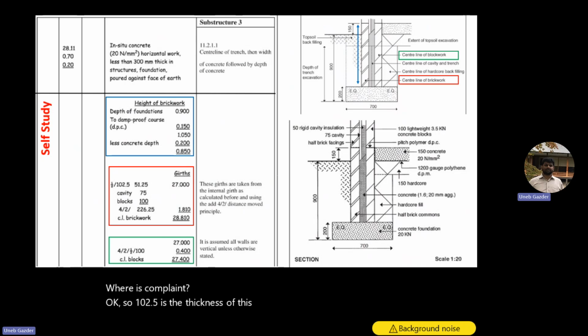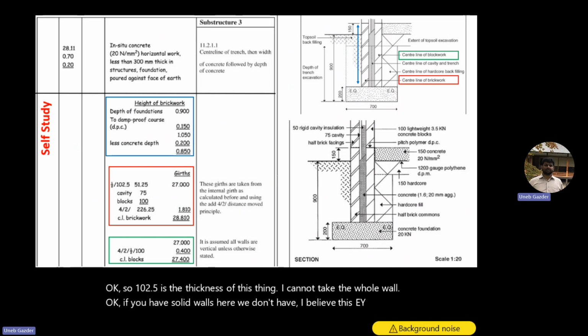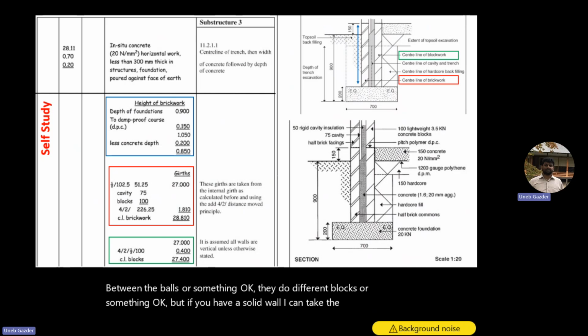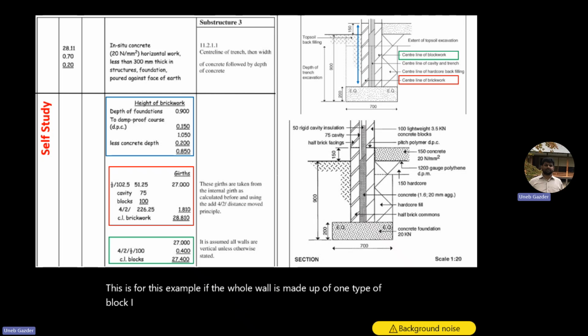I cannot take the whole wall. If you have solid walls, here we don't have, I believe, is EVA requirements or something. We always have a cavity between the walls. They use different blocks or something. But if you have a solid wall, I can take the full thickness. In this case, I'm not taking the full thickness because the whole wall is not made up of one material. Are you getting the point? This is for this example. If the whole wall is made up of one type of block, I will take the whole as one unit and take the center line of the unit.